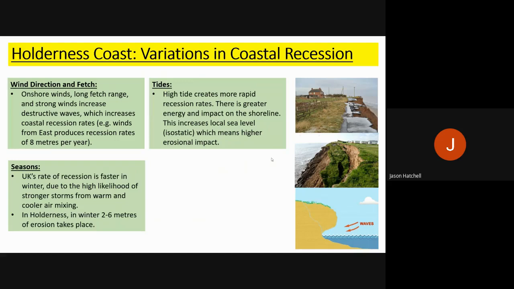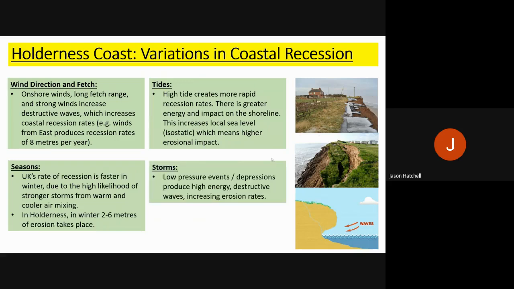The tides. There is a rapid high and low tide at the Holderness coast. That means there's greater energy and impact on the shoreline. There is also a high level of isostatic change on this shoreline as well, which means higher erosion overall and local sea level changes.